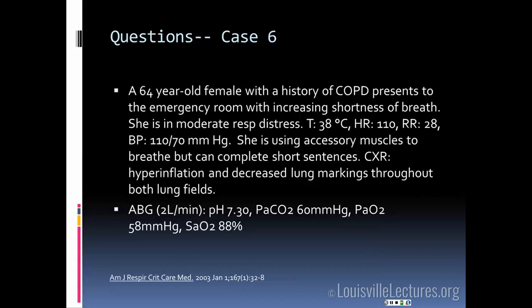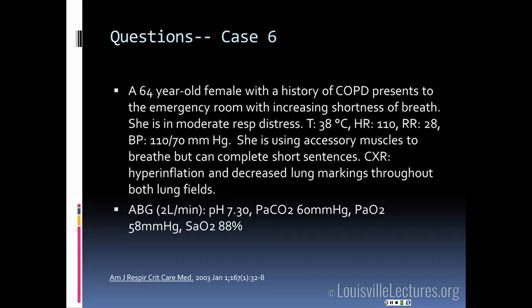So another case here. A 64-year-old lady with COPD presents to the ER with increasing shortness of breath. She's in moderate respiratory distress. Her temperature is 38, heart rate 110, respiratory rate 28, blood pressure 110/70. She's using accessory muscles to breathe but can complete short sentences. Chest X-ray shows hyperinflation and decreased lung markings throughout both lung fields.